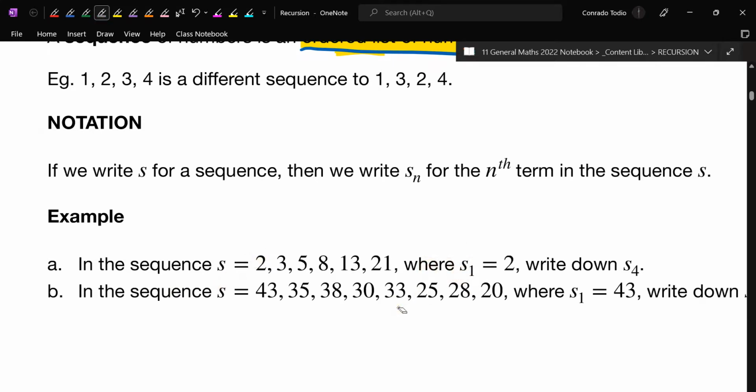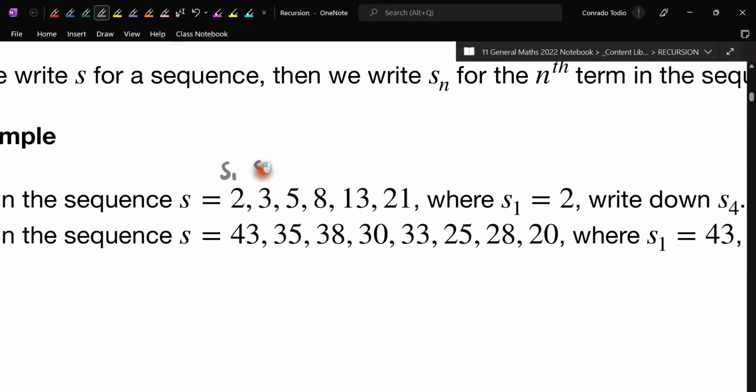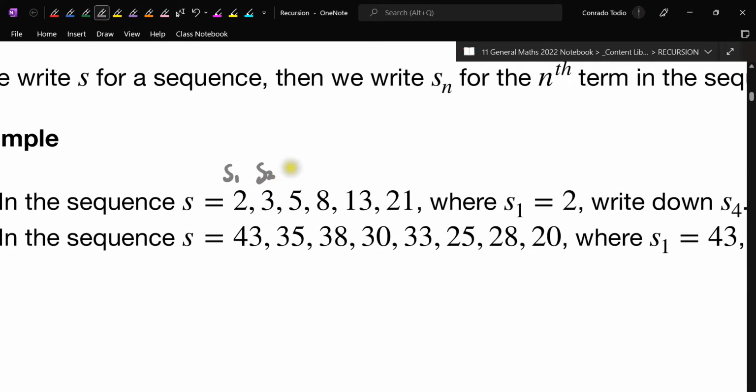Okay, so if you're looking at S1, it's looking at this number here, the first number, S1. Okay, S2 would be the number 3. S3 would be the number 5. S4 is the number 8. S5 is 13, and S6 is the number 21.